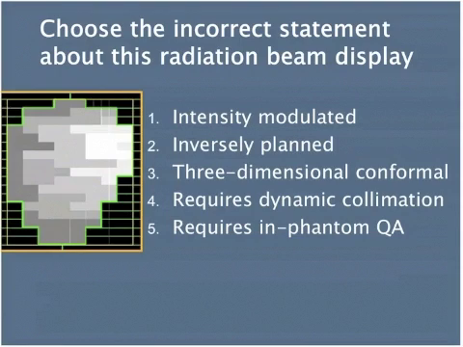So this beam display, if you look at the grayscale, it shows that there's heterogeneity of the grayscale. So this is an intensity modulated beam, which requires inverse treatment planning and requires the dynamic multi-leaf collimation to deliver. And as we discussed, should be associated with in-phantom QA prior to treatment. If this was a three-dimensional conformal beam, what you would see is just the beam aperture with a uniform sort of color wash in the middle, indicating a uniform beam fluence. So the answer in this case is 3. The incorrect answer is three-dimensional conformal. This is not that. This is an intensity modulated beam display.